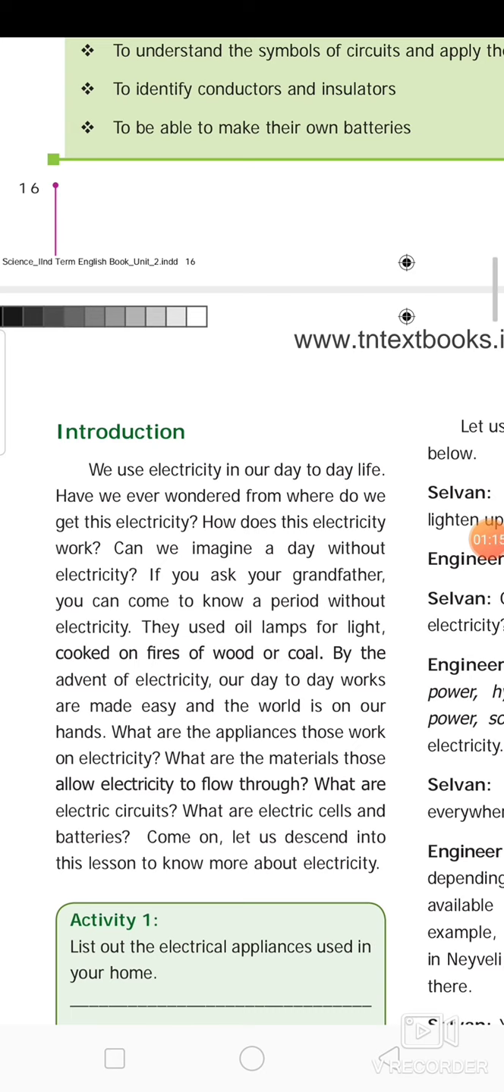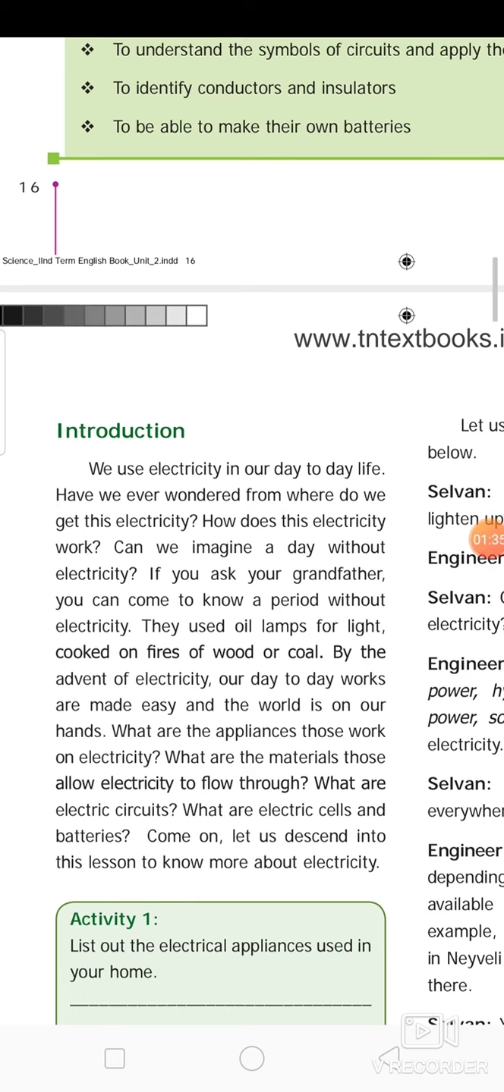What are the appliances that work on electricity? We can list them out. What are the materials that allow electricity to flow through? We can call them conductors. Later we are going to learn them. What are electrical circuits? What are electrical cells and batteries? So we are going to learn in this lesson thoroughly.